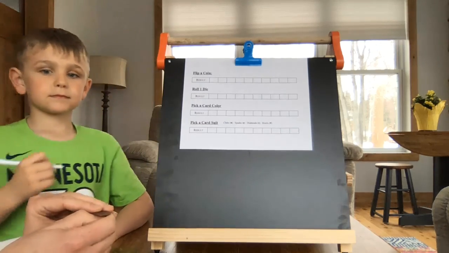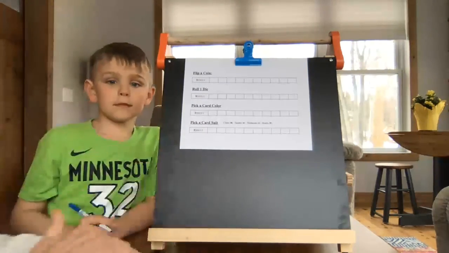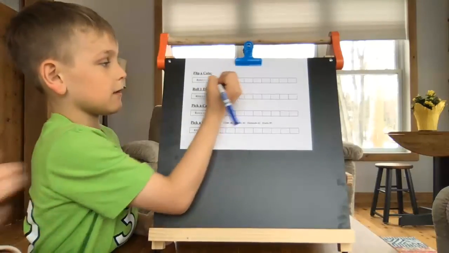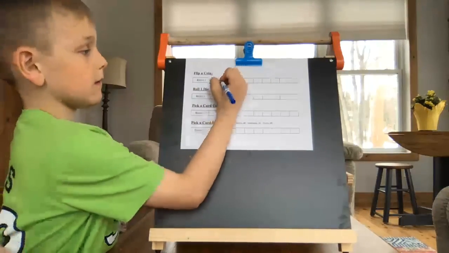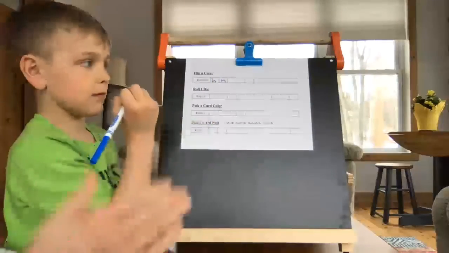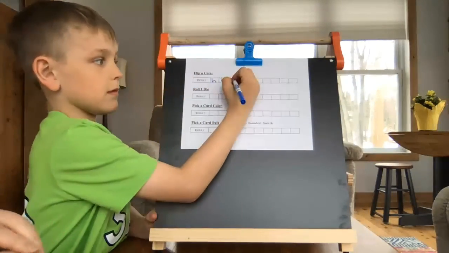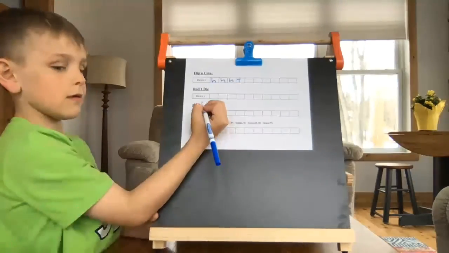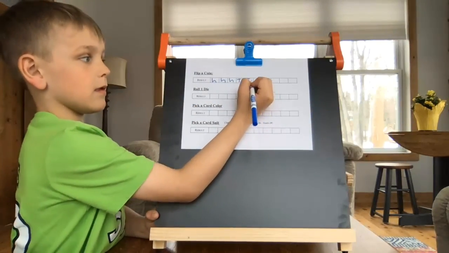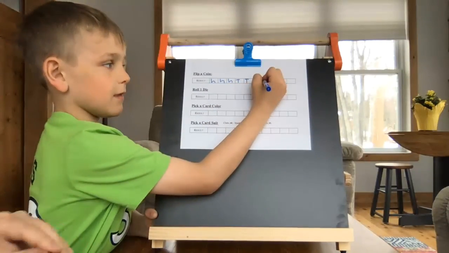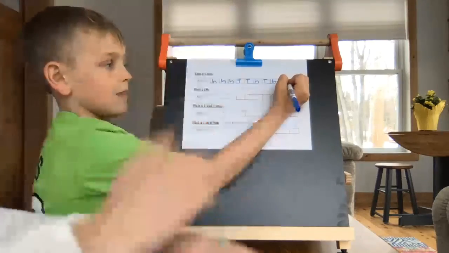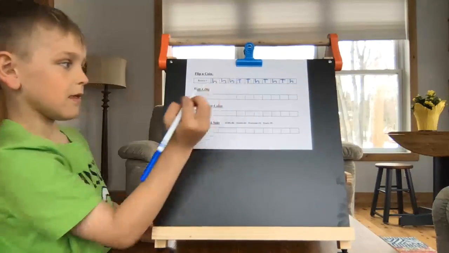Game of chance number 1, flip a coin. Heads. Heads. I'm making sure it's flipping heads. Ooh, that was a good one. Tails. Tails. Heads. Tails. Heads. Tails. Heads. Awesome. We're going to go to rolling a die.